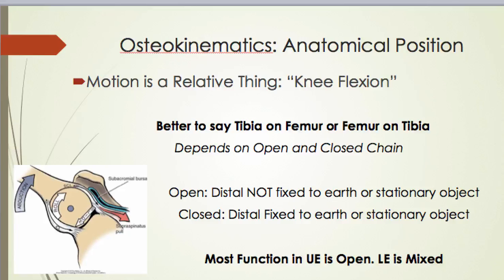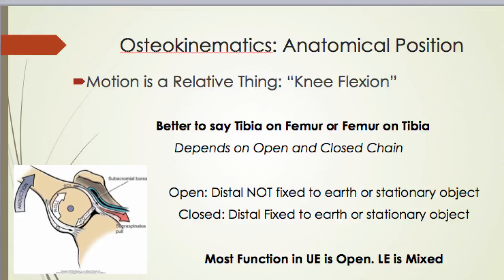So motion is a relative thing. When we talk about knee flexion, what exactly does that mean? In the book, they're going to do that a little bit differently. The book tends to avoid open and closed chain, although it does talk about it, but they would rather talk about the tibia moving on the femur or the femur moving on the tibia. Now, ultimately, that does depend on open and closed chain, but they will try to be extremely explicit or specific within the text.